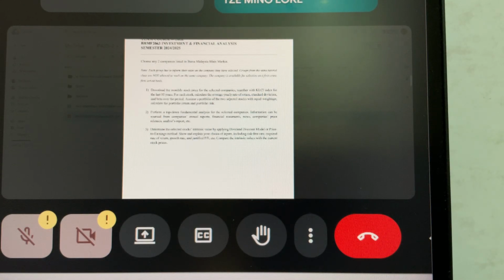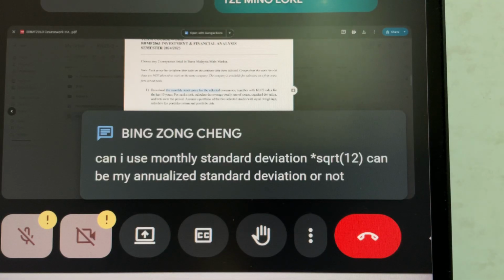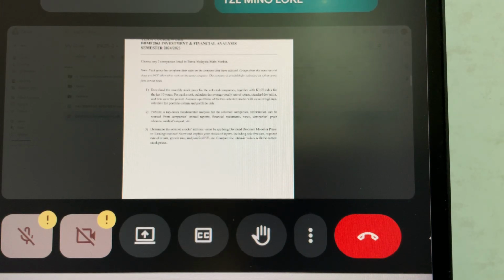Yeah, because last time you said no, because it's monthly stock price. Okay, together for the last 10 years, for each stock calculate the average yearly. But a lot of people calculate the monthly first, then from monthly they convert to yearly lah. So it depends on how you do that. It's also the same formula, but just calculate the yearly one, average yearly only. Oh, okay. Alright.